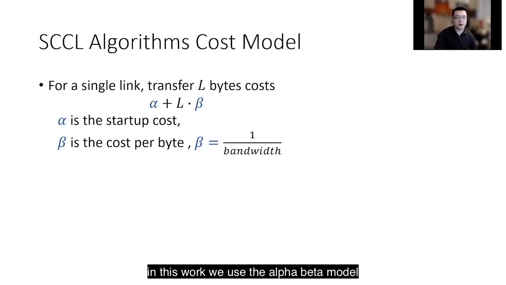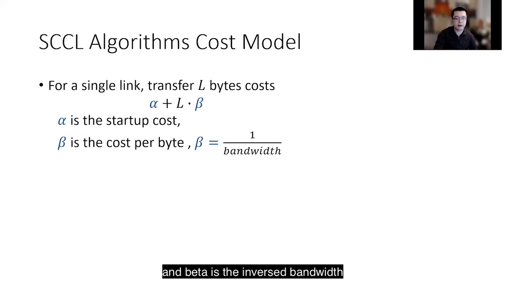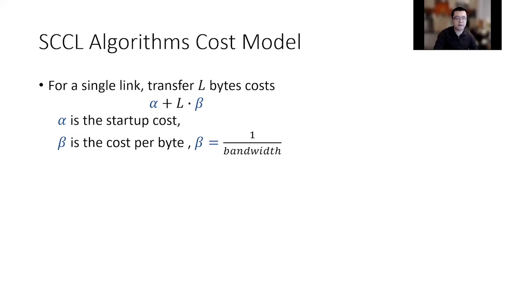In this work, we used the alpha-beta model for estimating the latency of SCCL algorithms. That is, for a single link, sending a buffer of L bytes takes alpha plus L times beta time. Here, alpha is the startup cost. For instance, the overhead of initiating a transfer can be counted towards alpha, and beta is the inverse bandwidth, or the time spent for transferring a single byte.